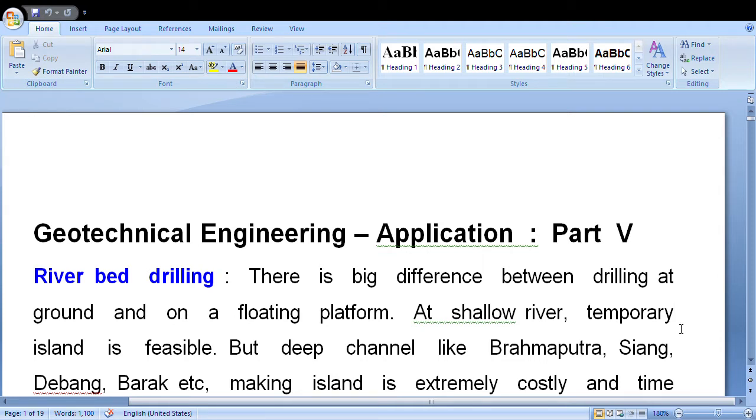During my last discussion, I discussed field investigation. Today also, I am going to discuss field investigation, but not on the ground. It is in the river bed, which we generally term as river bed drilling. There is a big difference between drilling on the ground and drilling inside water.